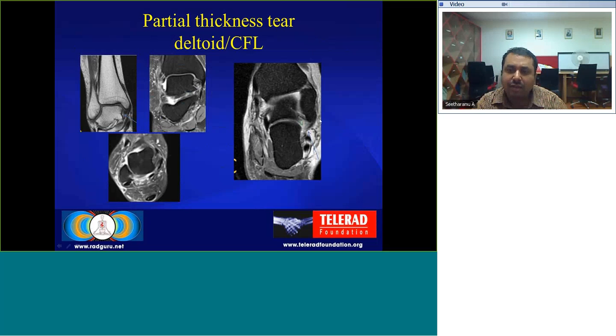This is normal anatomy of the calcaneofibular ligament extending from the fibula to the calcaneus. We can see some altered signal and surrounding edema of the calcaneofibular ligament, suggestive of a partial thickness tear.